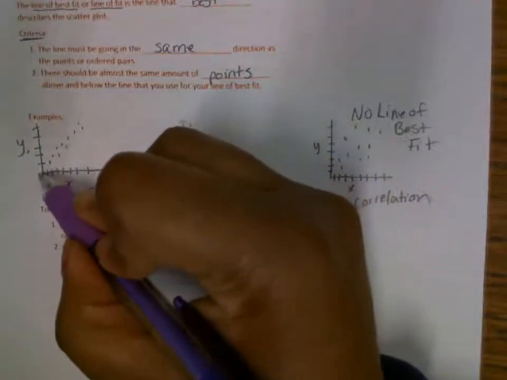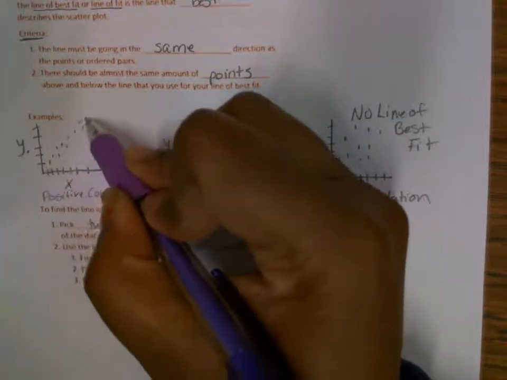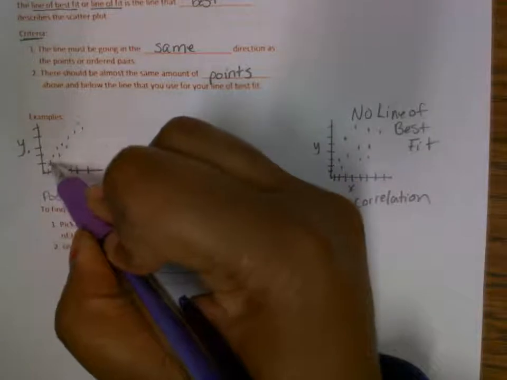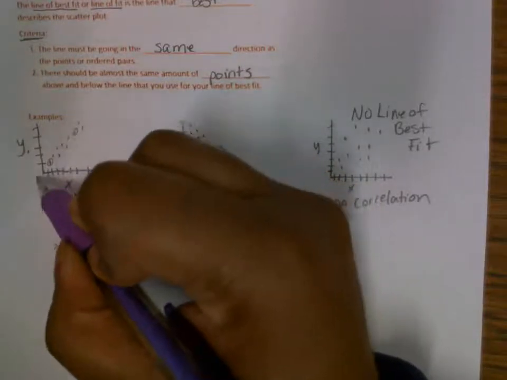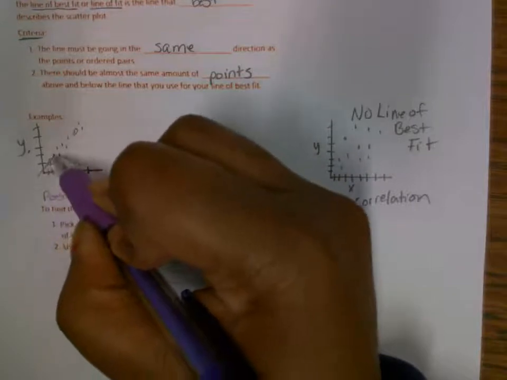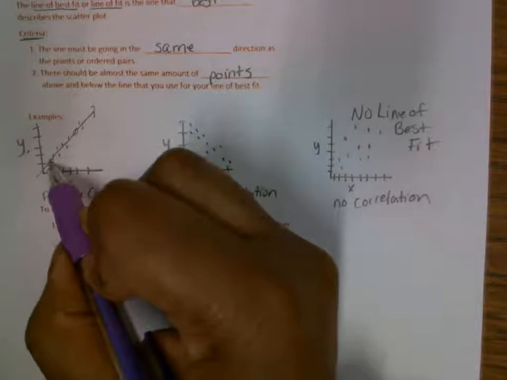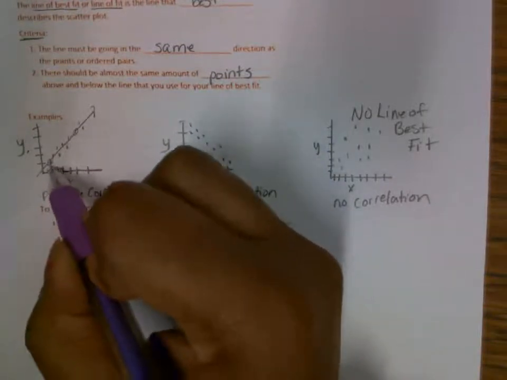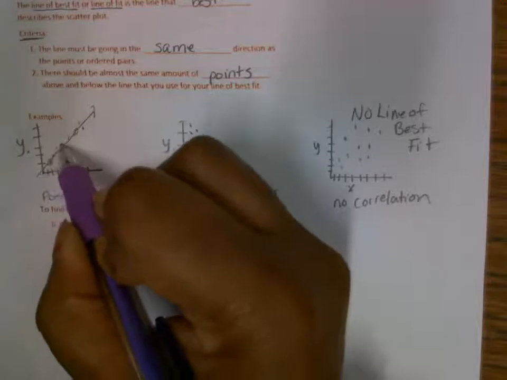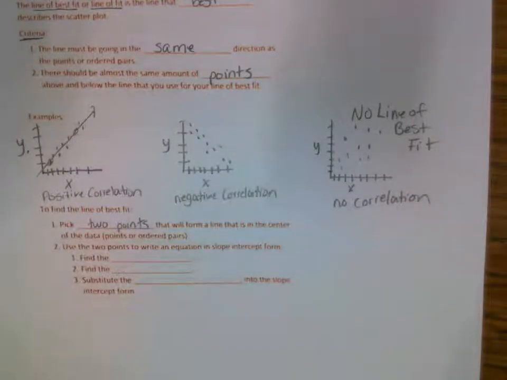The center of the data is right in here somewhere, so I'm going to choose 2 points in this area. This is a point that's in the area, and this is a point that's in that area. So I'm going to draw a line through these two points. I have about 5 points above and 5 points below, give or take a 2, so it's kind of in the middle.